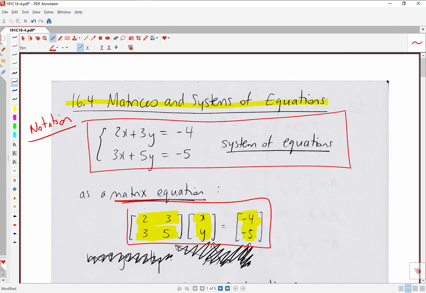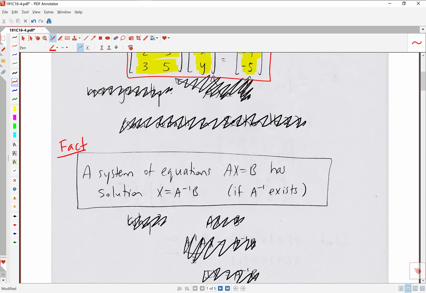Now that we've had a refresher on that notation, we can see our main idea. The fact says a system of equations has solution X = A inverse times B if A inverse exists. So I'm going to put a star beside that. The idea is that we've written our system of equations in that shorthand matrix form, AX = B. Once you've got it written in that form, you can solve it by saying X = A inverse times B. That will work whenever A inverse exists. So let's try to understand why that's true, and then we'll jump into an example.